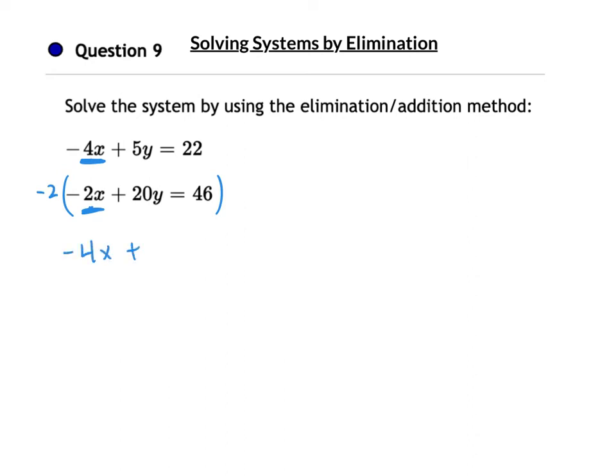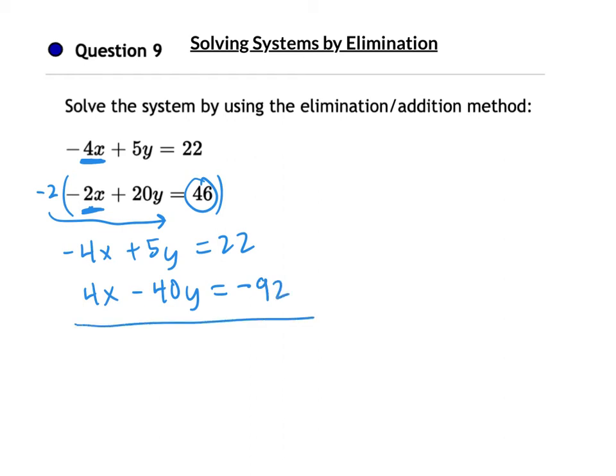Negative 4x plus 5y equals 22. And I'm going to multiply everything in this equation by negative 2. 4x minus 40y equals negative. When I multiply 46 by negative 2, I get negative 92.